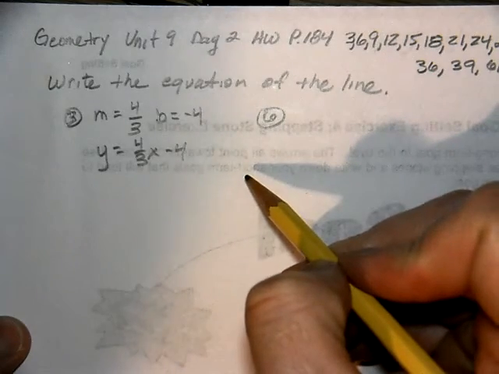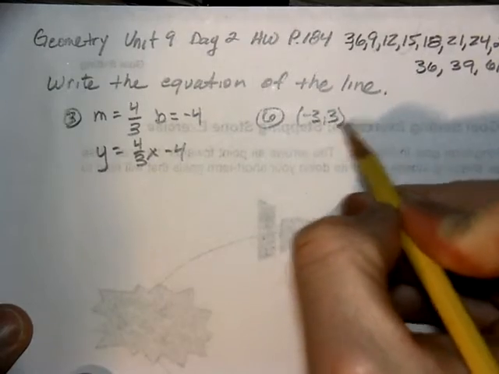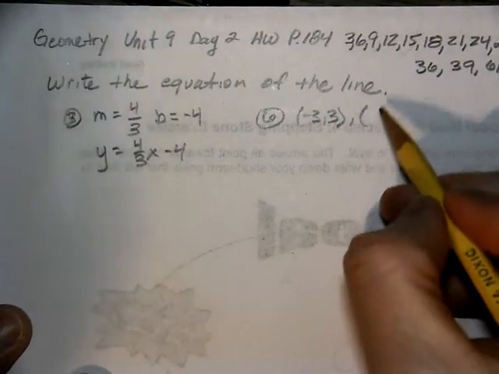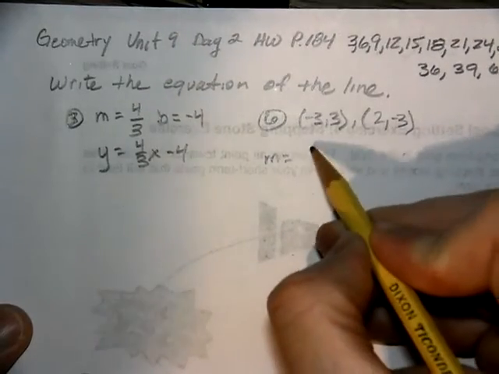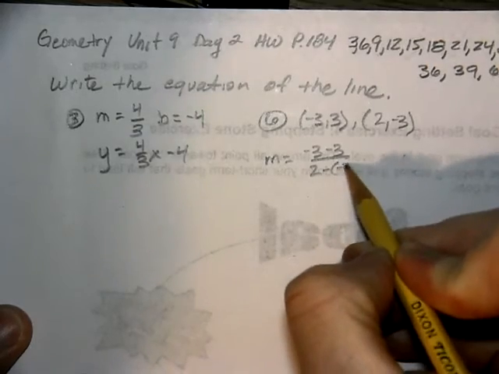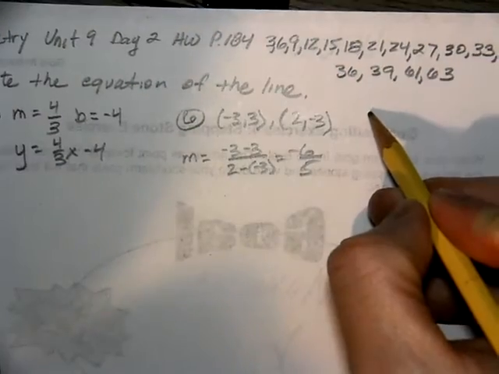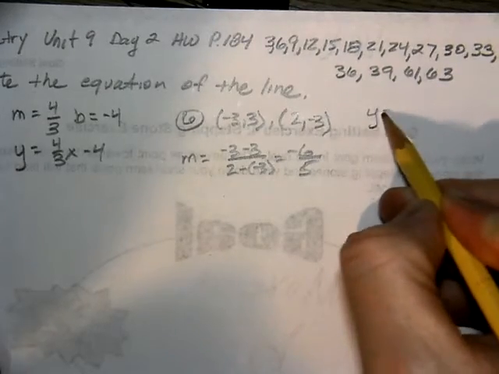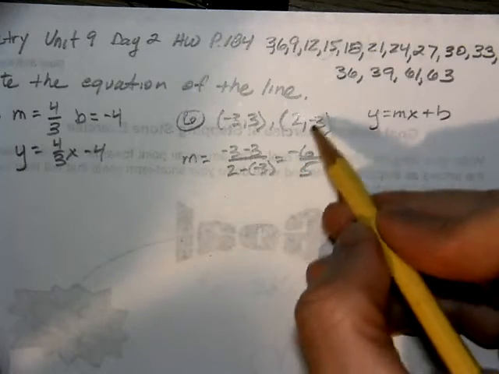Number 6, we have the points negative 3, 3 and 2, negative 3. So our slope's going to be negative 3 minus 3 over 2 minus a negative 3. So there's our slope. To figure out our y-intercept, we're going to say y equals mx plus b. Use either point that you wish.